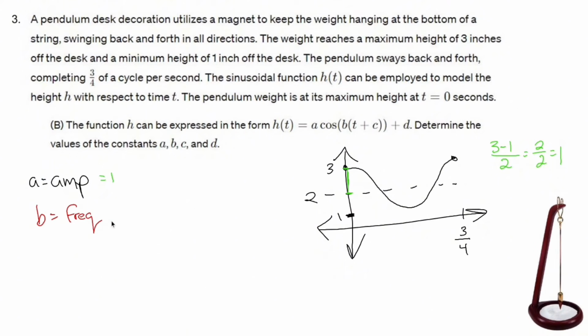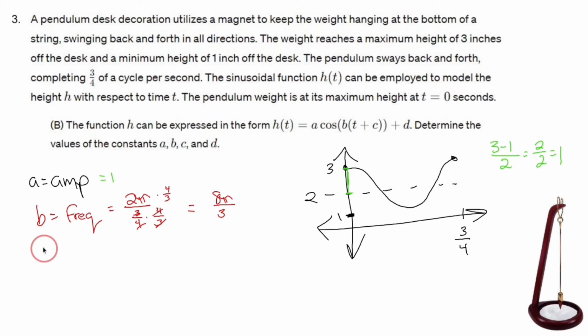B stands for the frequency. Now, the frequency is found by taking 2 pi, because cos's period is 2 pi, and dividing it by the period that you have here, which is 3 over 4. So frequency is 2 pi over your period. My period is 3 over 4, so let's multiply the top and the bottom by 4/3. You cross out, you cross out, you cross out, you cross out. As tempting as it is to look at the 2 and 4 and think something crosses out, it doesn't. So I have 8 pi over 3. So B is going to be 8 pi over 3. Pretty gross, but that's what it is.